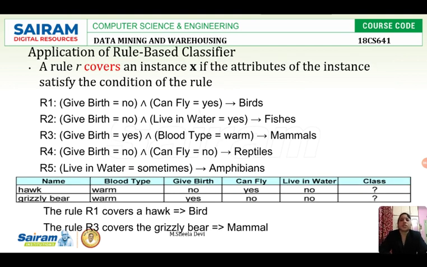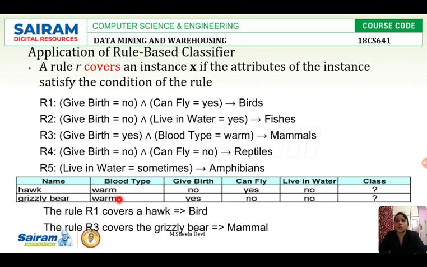Next, application of rule based classifier: where it is applied. As I said, I have not come across a hawk or a grizzly bear before. So if I come across a hawk, I have to take these rules and check whether this hawk satisfies any rule here. If it satisfies, then I will classify it as the consequence stated in the rule. So we will see what the hawk is.